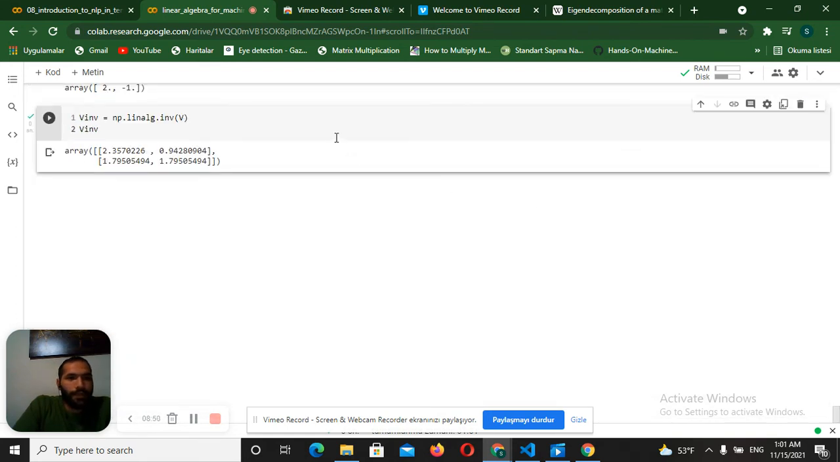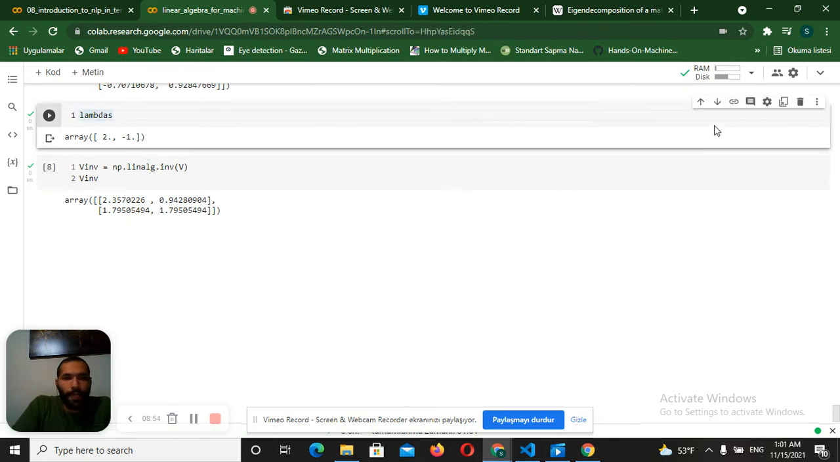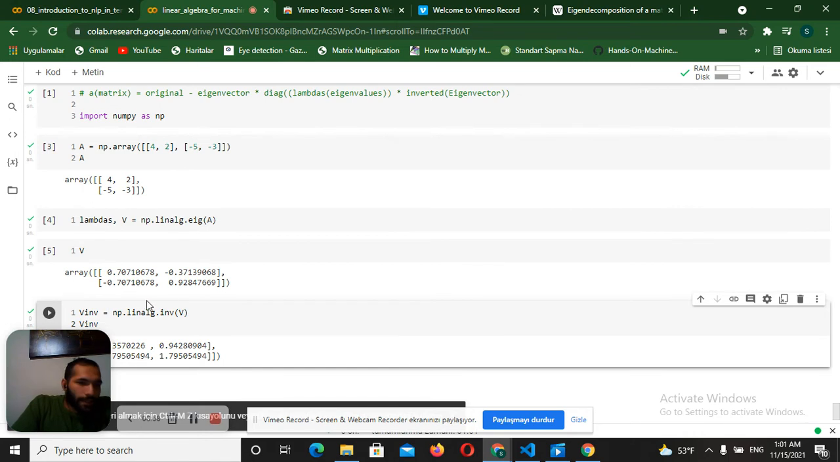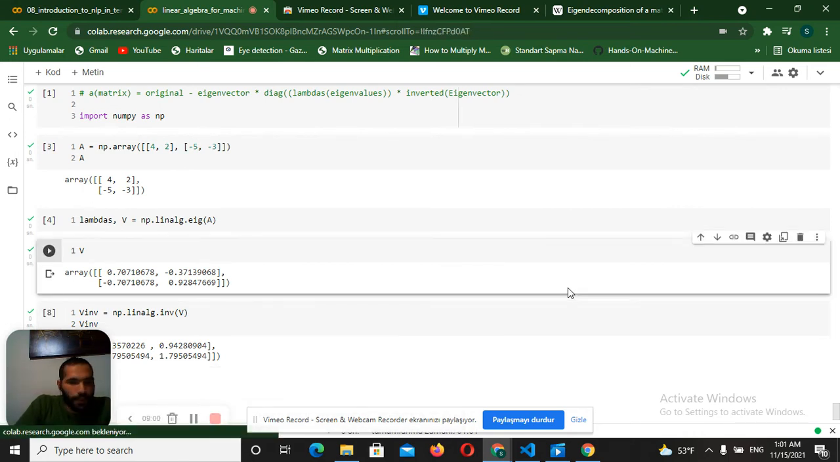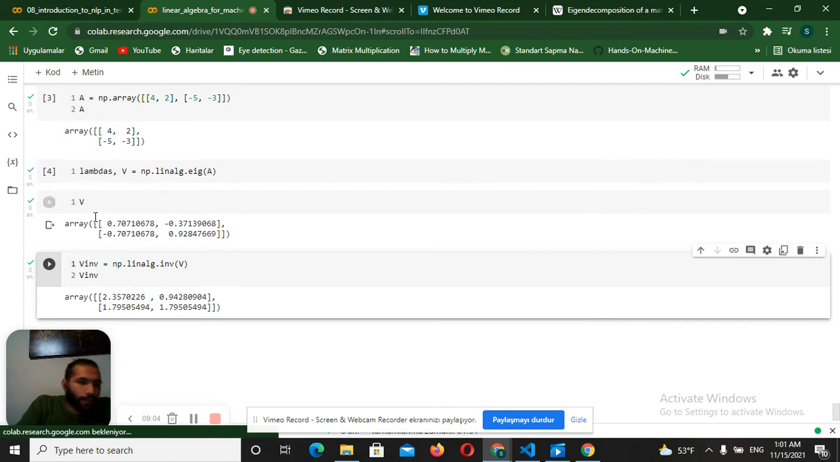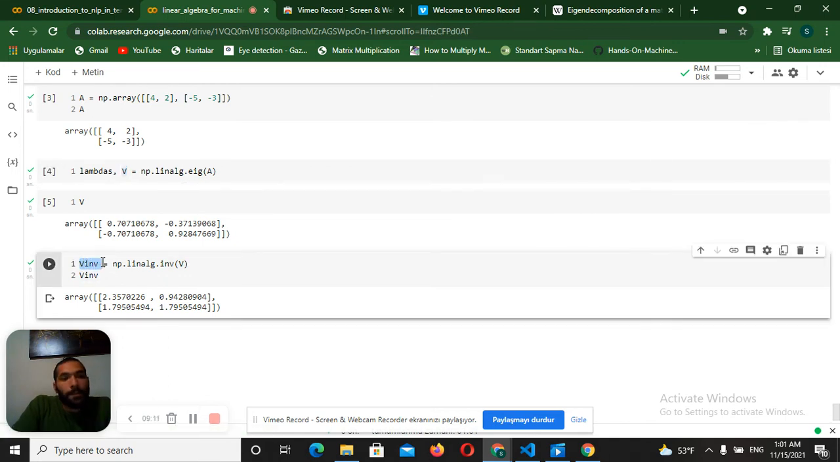Look, now I will delete this other one because it will mix up your mind. The lambdas, I will delete them. Okay. Yes, look, this is our original eigenvector. It is our inverted eigenvector. It is the same, but we just inverted it, right?